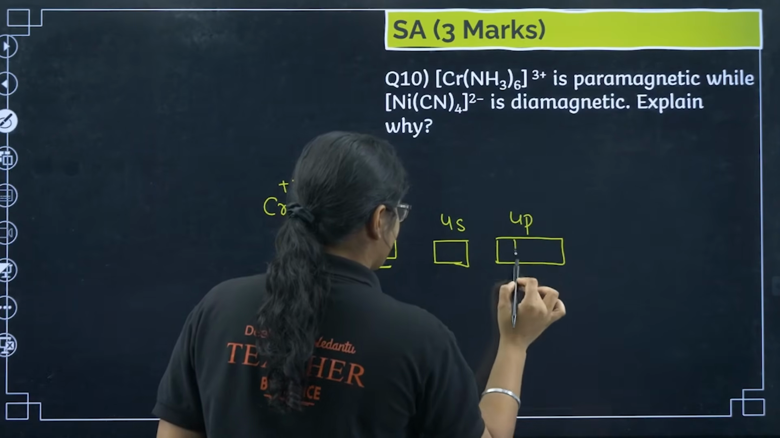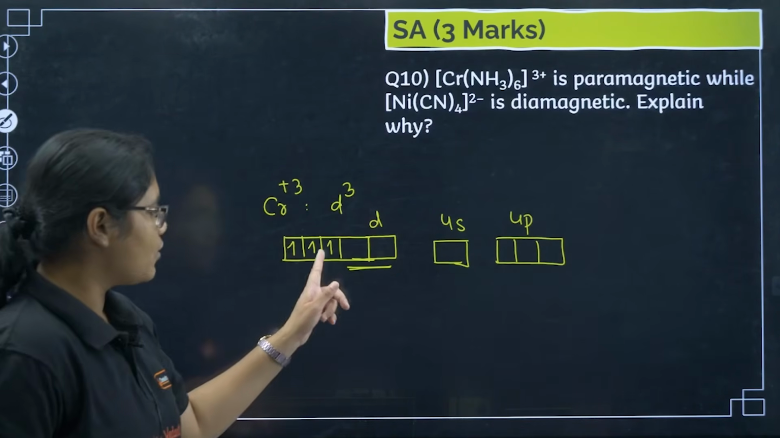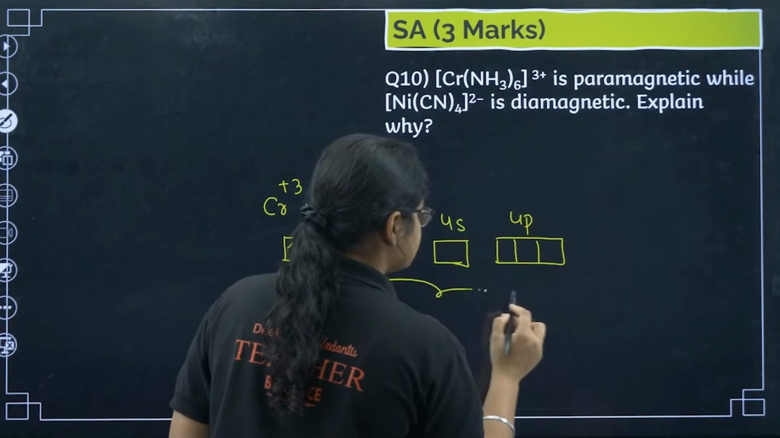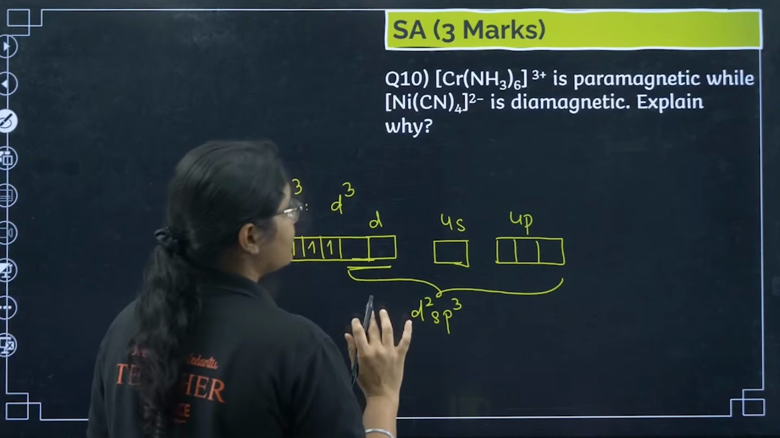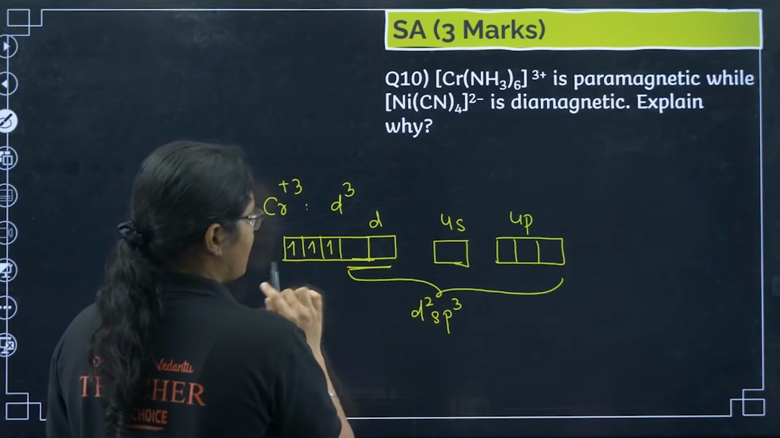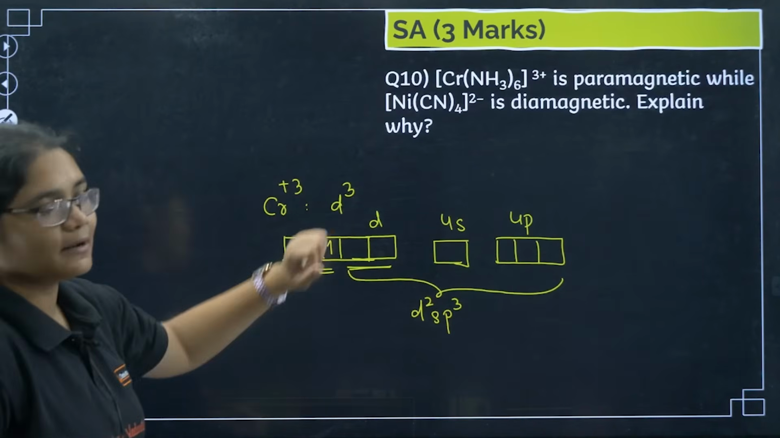We need to do pairing in the previous examples to obtain empty orbitals, but here I already have 2 empty orbitals, right? So I'll get d2sp3 hybridization without any problem, without pairing. But I have unpaired electrons left here, so that is why it is paramagnetic.